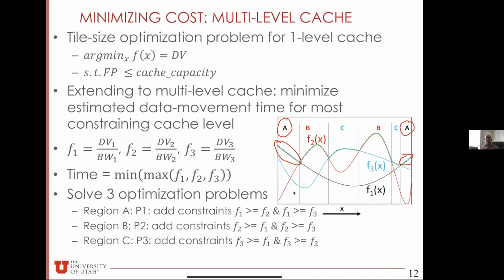Now, when we want to do this optimization, obviously we don't know the form of these functions explicitly. What we do is essentially solve one optimization problem for region A by simply adding a constraint in the formulation of the nonlinear optimization problem, saying f1 has to be greater than or equal to f2 and f1 should be greater than or equal to f3. In which case, that essentially defines region A in this figure. So we solve each of these and then take the one that is the best solution among these, and that's the approach we take to solving the min-max problem.